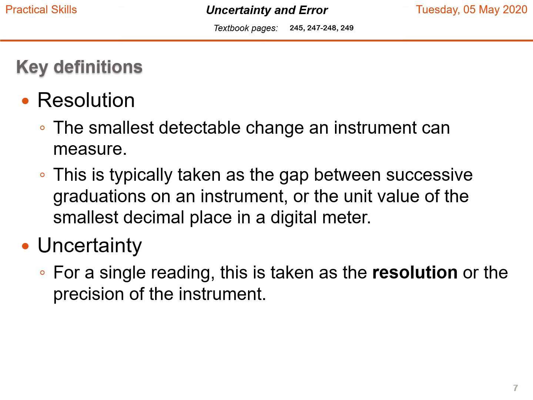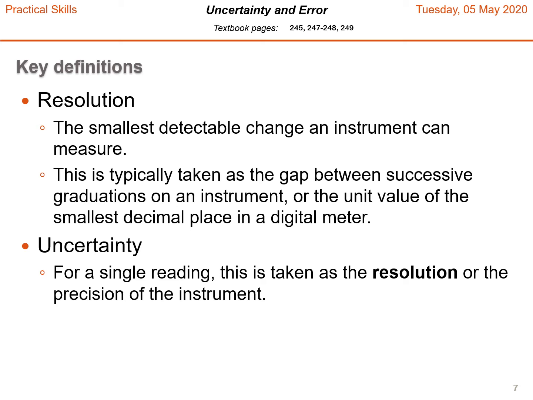Now, first of all, we define resolution as the smallest detectable change an instrument can measure. In the case of the ruler that we've previously seen, it was 0.5 millimeters for the first 5 centimeters. Thereafter that, it was 1 millimeter. In the vast majority of cases, we take this as the gap between successive graduations or successive marks on the scale on the instrument.